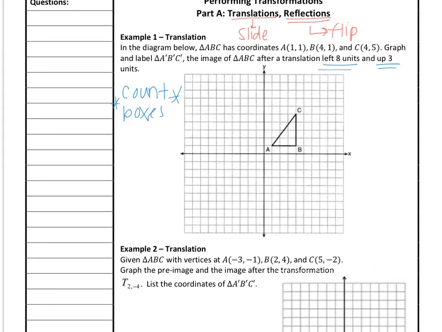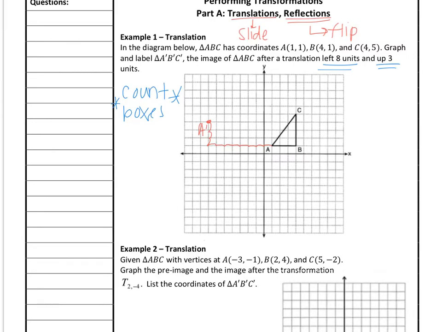So I'm going to go left 8 starting with A. 1, 2, 3, 4, 5, 6, 7, 8. But then we need to now go up 3. 1, 2, 3. Plot the point. Call it A prime. Now you don't actually have to make those little jumpy marks. I'm just doing it here on the video so that you can see what's happening.